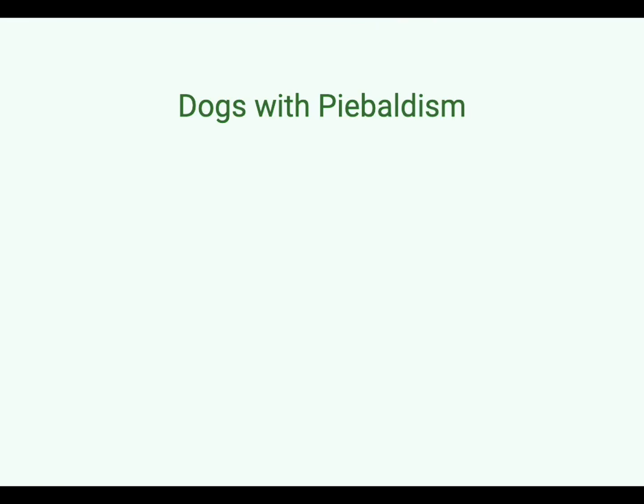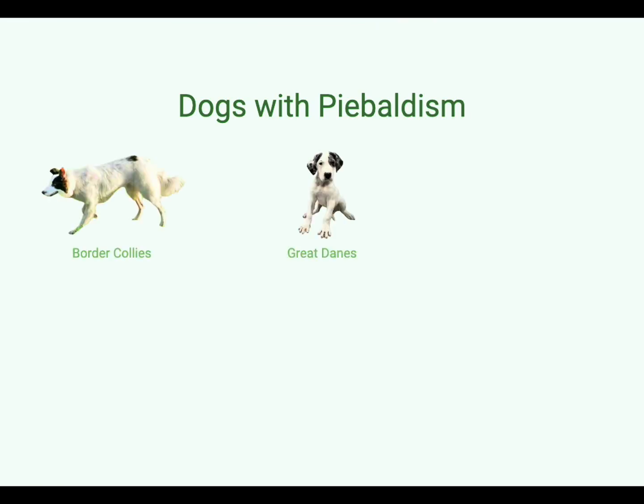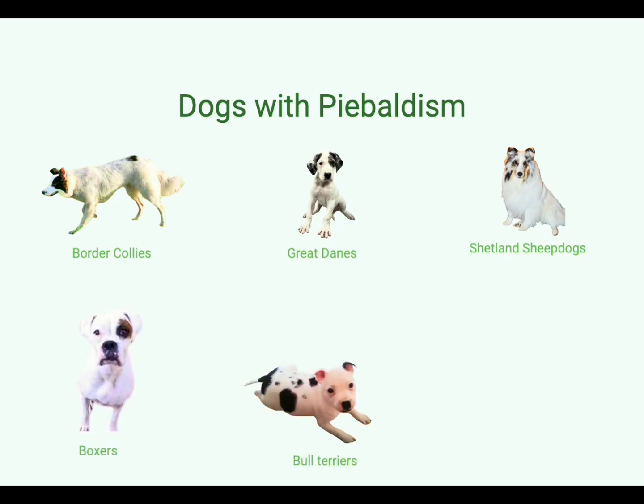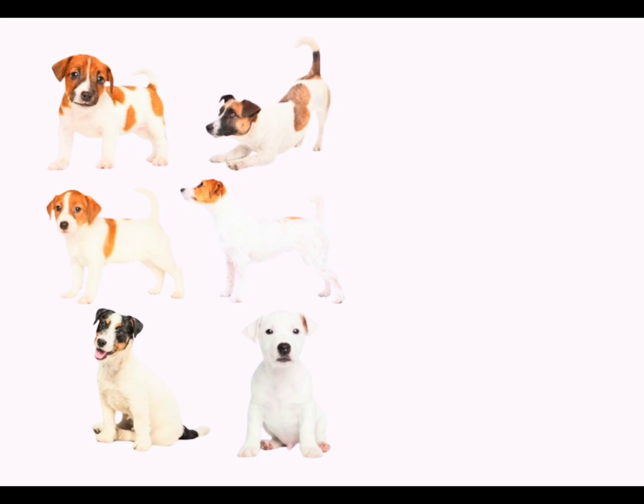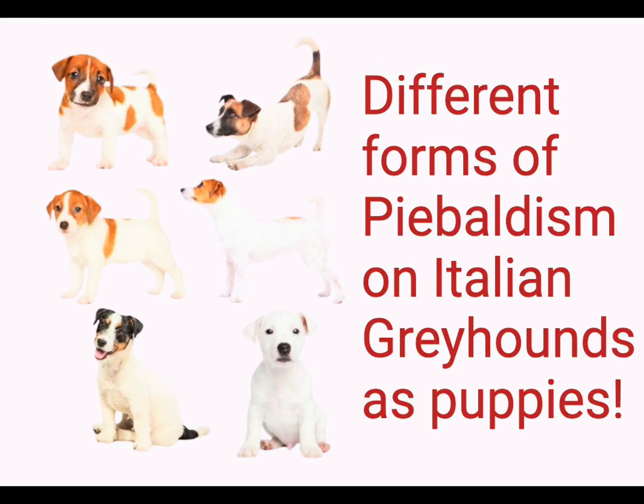In certain dog breeds, piebaldism is very common. Collies, Great Danes, Shetland sheepdogs, boxers, and bull terriers often have this mutation. Another dog breed with piebald are Italian greyhounds. Many of these greyhounds appear to have white spots of fur instead of a full brown or red coat, and this is often a result of piebald disorder.